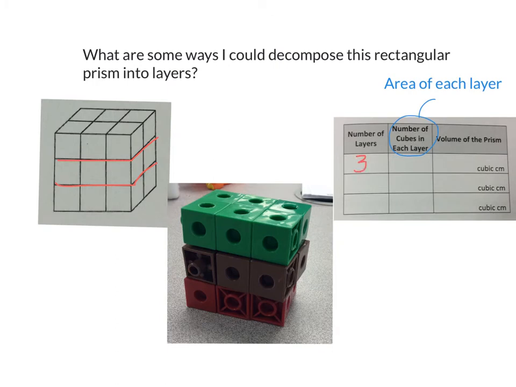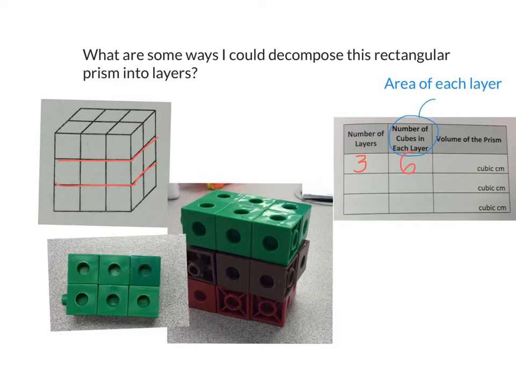Number of layers, 3. Okay, now if I take one of my layers, my green layer, for instance, how many cubes are there in this layer? 6, right? What about my brown layer? How many cubes are there in my brown layer? 6. What about in my red layer? How many cubes are there? 6.